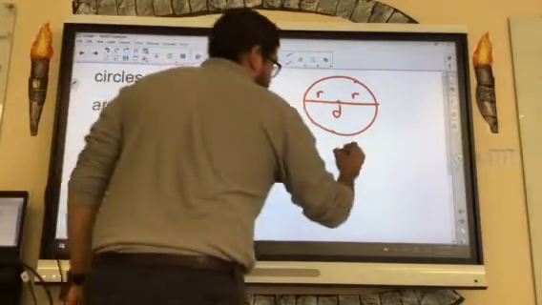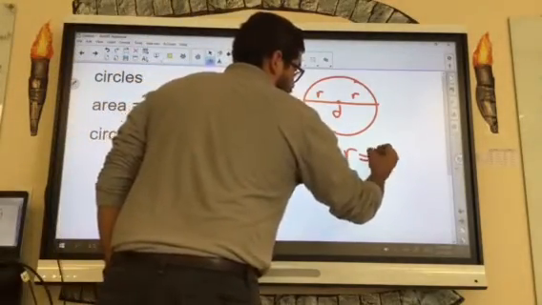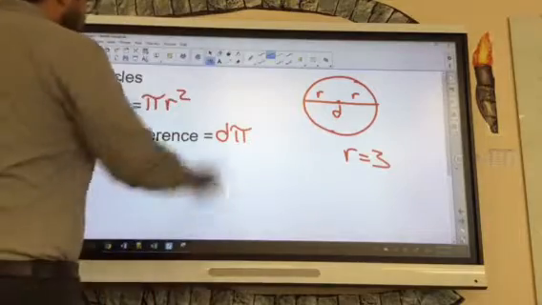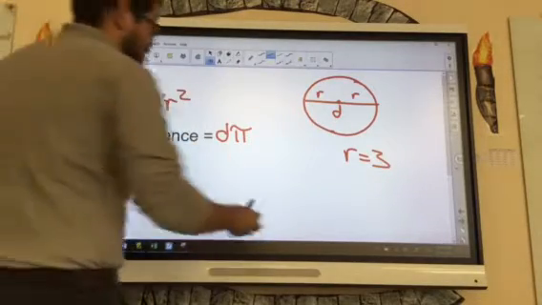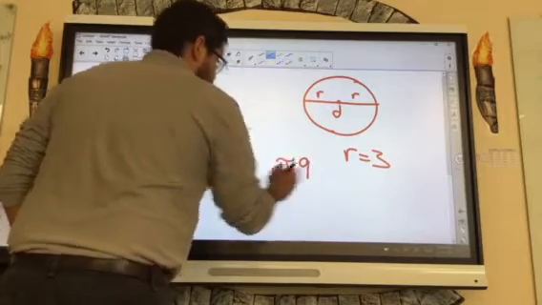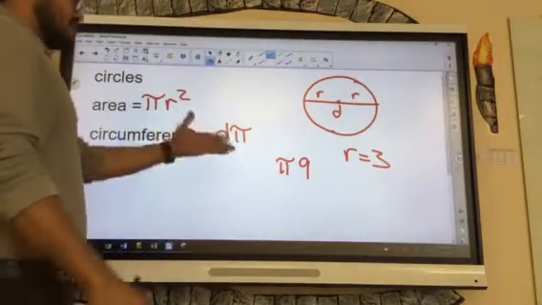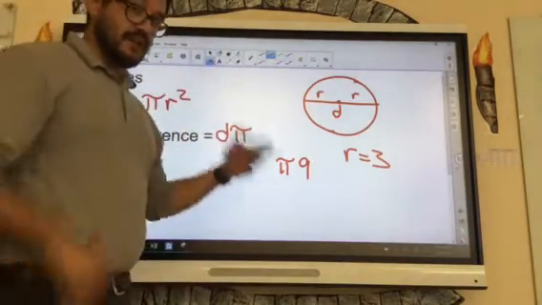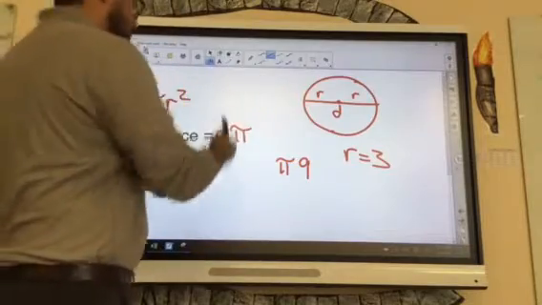So the area, just the way it says. If I said the radius was 3, okay, it'd be 3 squared, which is 9. So pi multiplied by 9. Pi is 3.14, so it would just be 3.14 times 9. And that's done. That's the area of this circle.